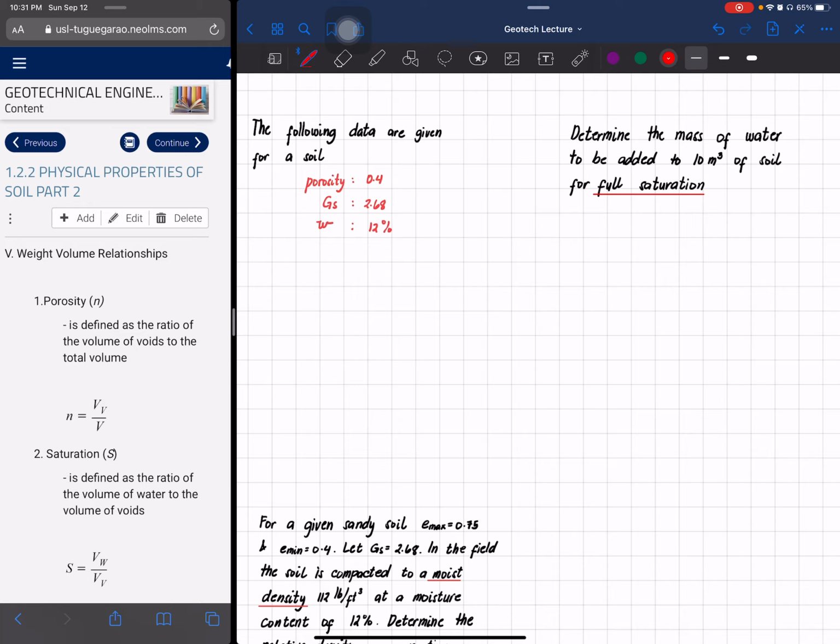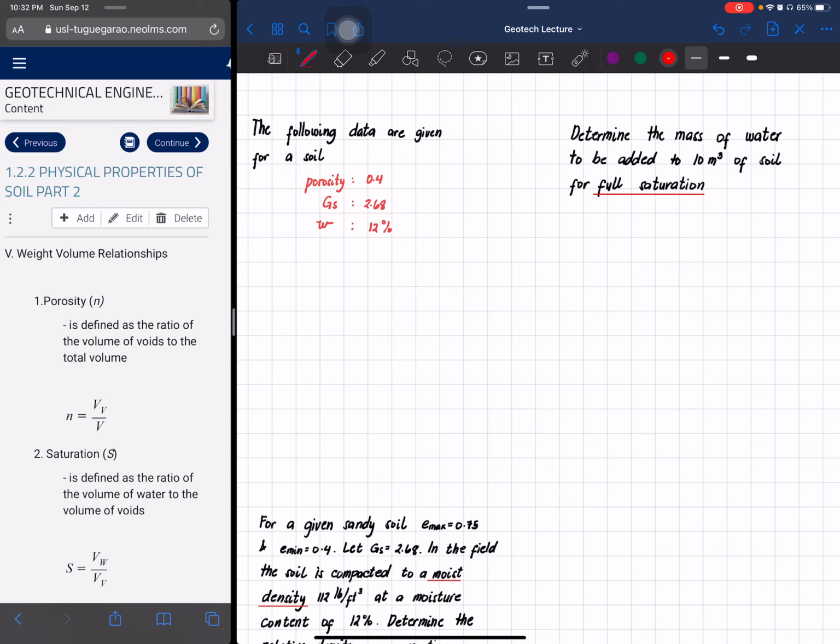So in this question, guys, we are already given two conditions. The first condition is the initial condition of the soil, which has a porosity and water content. If there is a water content and a porosity, it means that is already your moist soil, or the in situ soil sample.